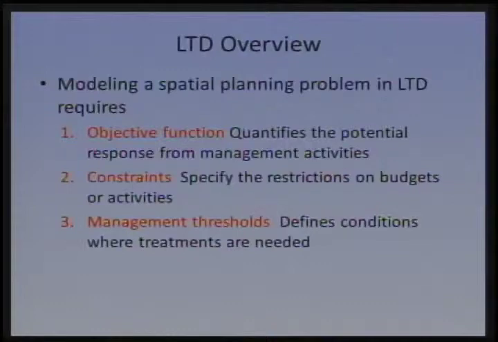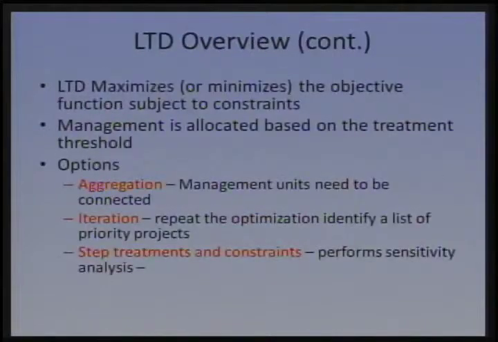Two, constraints. We all have constraints, which specify the restrictions on budgets or activities: acres, dollars, people, whatever. And three, management thresholds. Under which conditions am I going to go in and apply management, whether it's restoration, passive, active, whatever. What are my management thresholds? Okay, so those are three things that you need to frame this problem. And this program, which operates in polygons, will maximize or minimize this objective function subject to constraints. This is a classic operations research optimization problem.